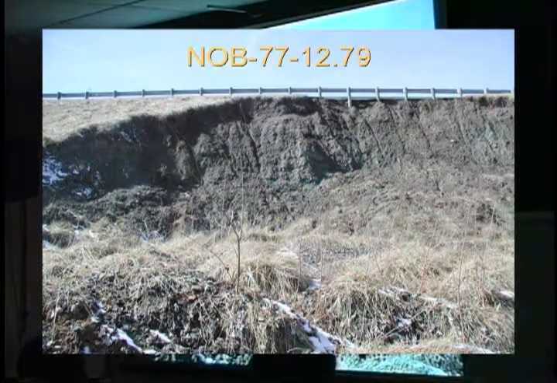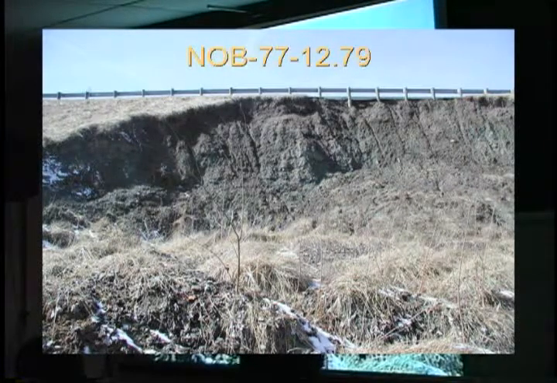This is another project that I worked on in District 10, Noble 77. This is an embankment outslope. I didn't quite get all the picture in there, but it's a progressive failure. It started down here at the bottom, an initial slide at the bottom, and then it just worked its way up until it became critical.